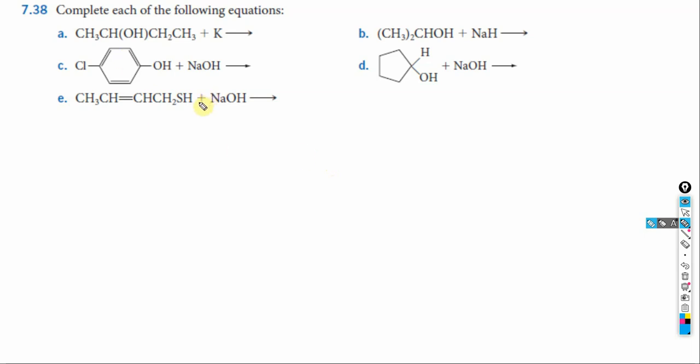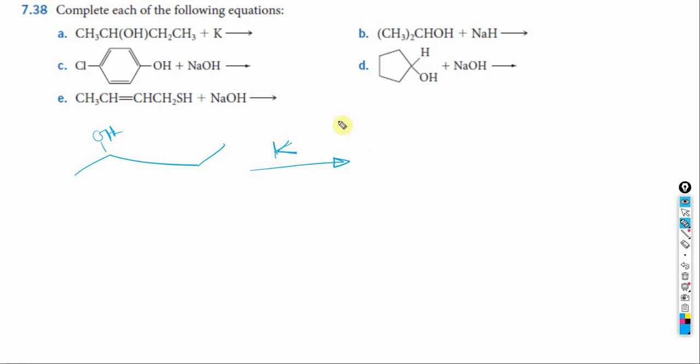Here we have a bunch of reactions that alcohols can undergo, and we are supposed to predict the products of these reactions. So here's an alcohol, which is 1, 2, 3, 4. So 2-butanol, which is that, and that is reacting with potassium. Therefore, this is going to deprotonate the hydrogen, as we saw, and produce H2.